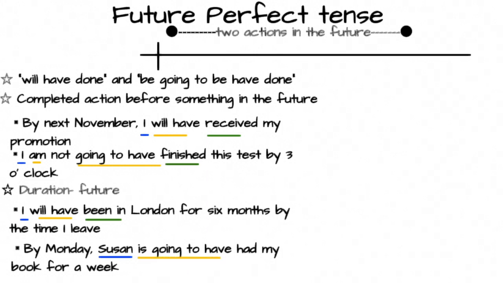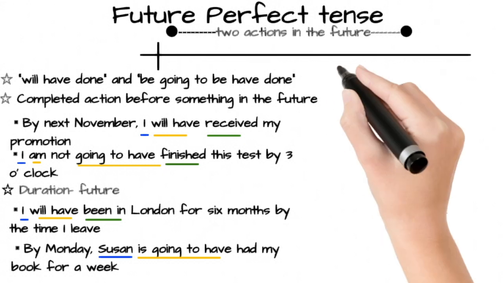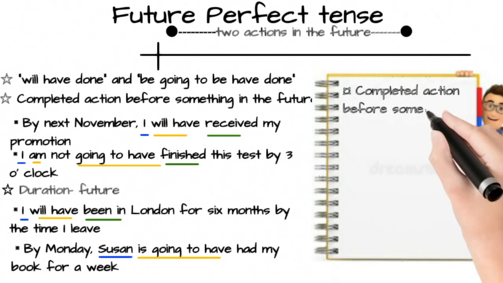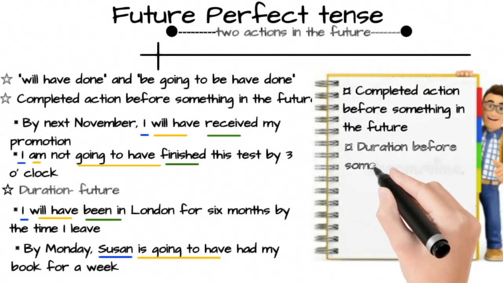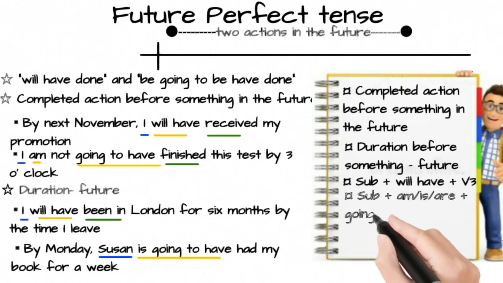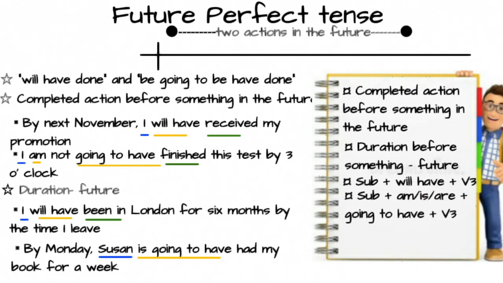Let's do a quick recap on future perfect tense. The future perfect tense is used for completed action before something in the future, and duration before something in the future. The structure is will have plus past participle. Also, subject plus am or is or are plus going to have plus past participle. So these were three tenses for today.